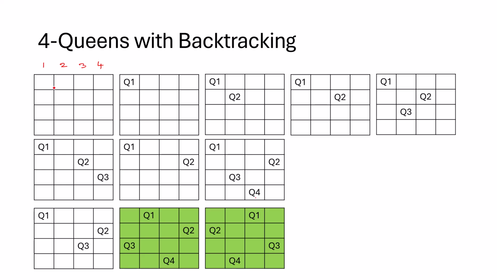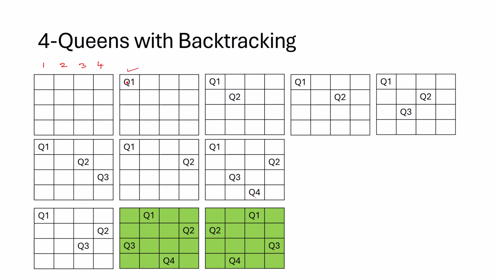So the first queen should go to the first row, the second queen should go to the second row, the third queen should go to the third row, and the fourth queen should go to the fourth row. But please understand, when the queens move, they can only move in their column. So that's important. So now we have placed the first queen in the first row, first column. So this is the first one.